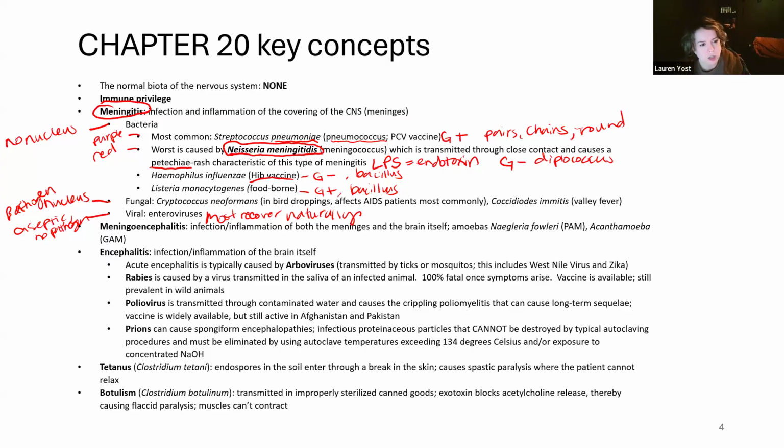Moving on to other causes of encephalitis, acute encephalitis can be caused by rabies. In fact, that is the primary presentation of rabies. You're really only going to see it expressed as encephalitis.